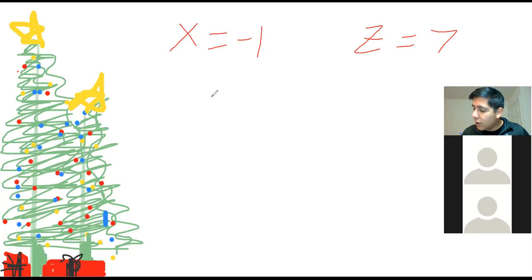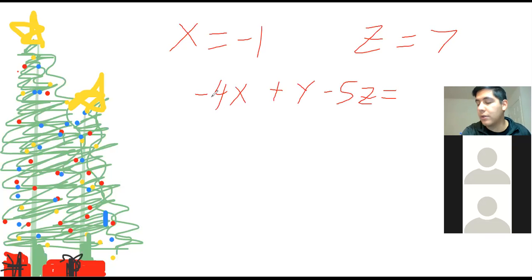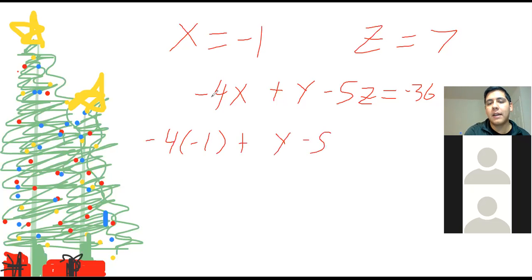Would you plug them in? So if we plug them in, yes, into the original equations, right? So one of our 3 variables. What I'd rather do is pick the middle one, because y is already by itself, right? That's probably the easiest one to go with. So that equation was -4x plus y minus 5z is equal to -36. Now that we know two of the 3 variables, we plug in: -4 times -1 plus y, and then -5 times 7 equals -36.